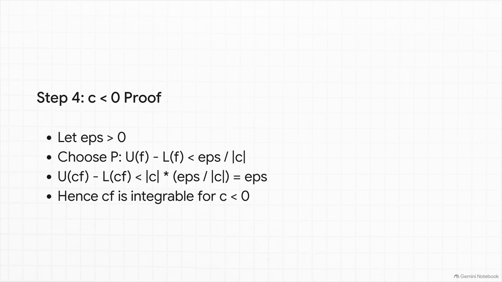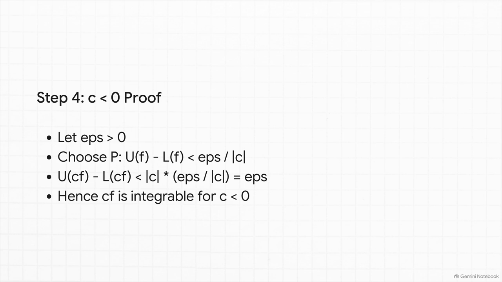Step 4. Almost there. Let epsilon greater than 0. We choose P such that U of PF alpha minus L of PF alpha is strictly less than epsilon over the absolute value of C. Now looking at our difference, U of PCF alpha minus L of PCF alpha equals the absolute value of C times that difference, which is less than the absolute value of C times epsilon over the absolute value of C. Once again, it perfectly cancels out to equal epsilon. Hence, CF belongs to R of alpha for C less than 0.